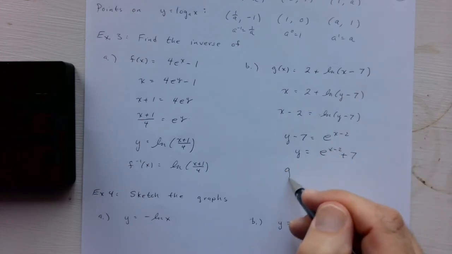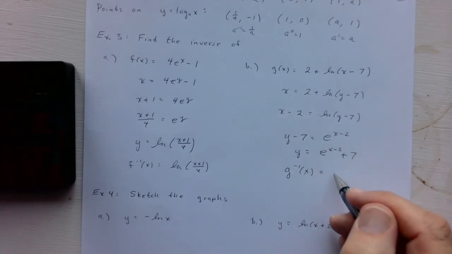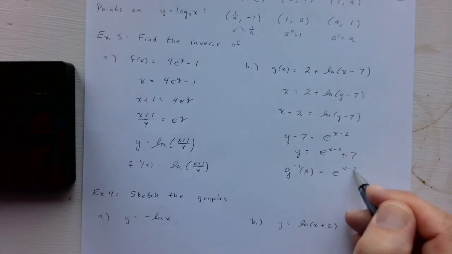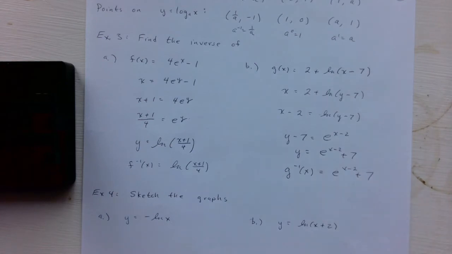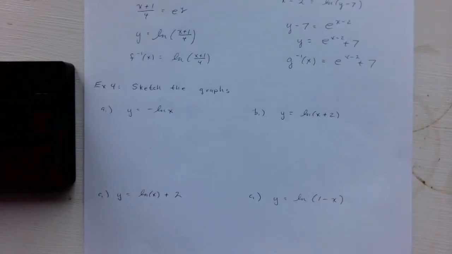So g inverse of x is going to be e to the x minus 2, plus 7. We're going to see that in the way we solve equations like this, if we can write e raised to something equals something else, we'll be in good shape. Or if we have the natural log of something equals something else, we're in good shape, because in both those cases we're one step away from breaking it wide open.